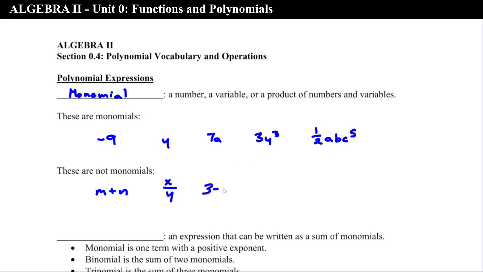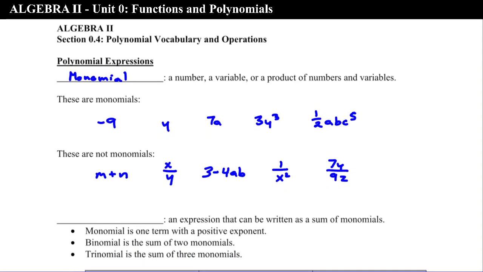3 minus 4ab is not a monomial because again it's got two terms. 3 is a term and -4ab is a term. We have 1 over x squared. That is not a monomial because again you cannot divide by the variables. And the same goes for 7y over 9z. That also is not a monomial.